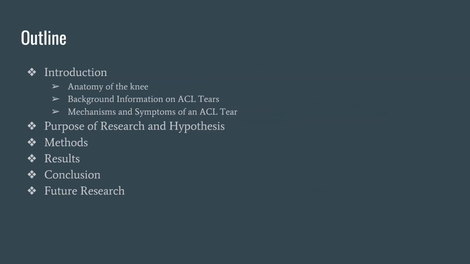Here's an overview of what I will be discussing in my presentation today. First, in the introduction, I will review the functional anatomy of the knee, then move on to some background information on ACL tears, and lastly discuss the mechanisms of injury and symptoms of an ACL tear. Next, I will discuss the purpose of my research as well as my hypothesis, and then I will go into the methods and results of the research, and then finally the conclusion and end with some future research opportunities.